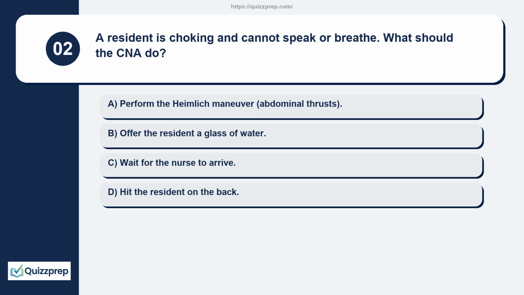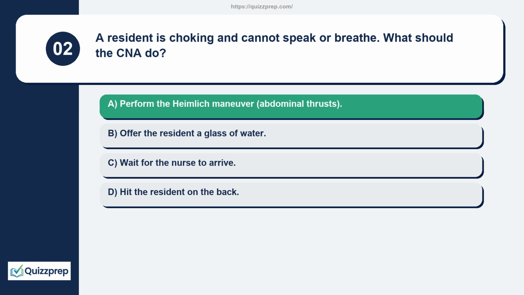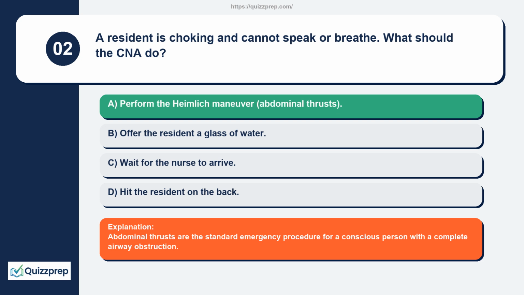Question 2. A resident is choking and cannot speak or breathe. What should the CNA do? Perform the Heimlich maneuver, abdominal thrusts. Offer the resident a glass of water. Wait for the nurse to arrive. Hit the resident on the back. Abdominal thrusts are the standard emergency procedure for a conscious person with a complete airway obstruction.